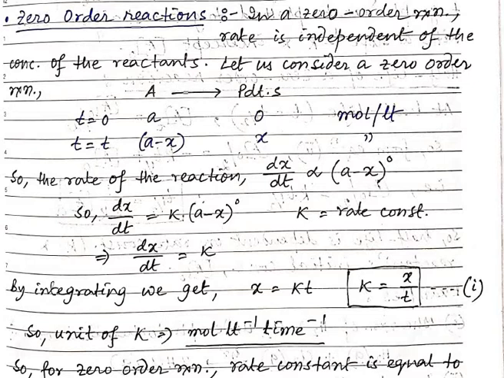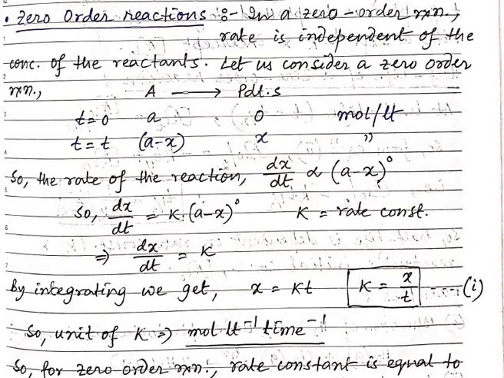So what would be the unit of the rate constant in case of the zero order reaction? In case of the zero order reaction, the unit of k is mole liter inverse time inverse, because the concentration x is in mole liter inverse, divided by t. So that's why you can write time inverse. So the unit of k is mole liter inverse time inverse.